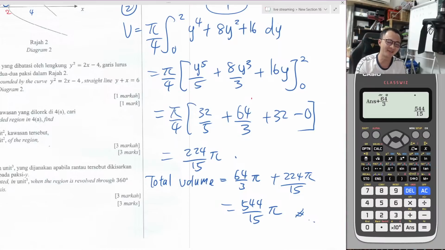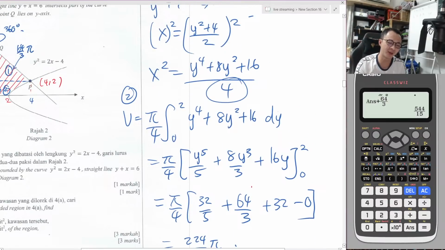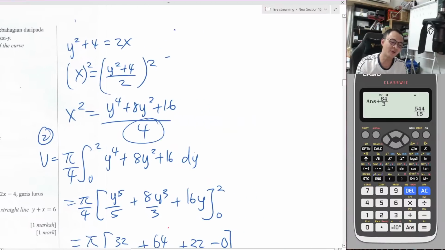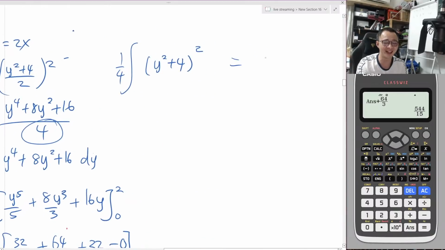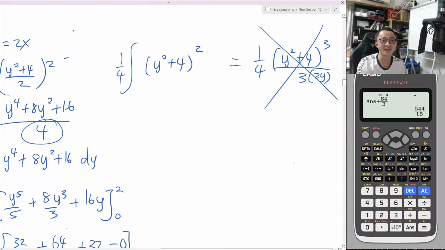Not to say really hard, it's a lot of work, so you must be very careful. Here, I want to say something. I think some of you, if you watch my previous content, right? Even if you take out the 1 over 4, I want to say about this y squared plus 4 to the power of 2. Previously I taught wrongly. I told the students I can do something like y squared plus 4 to the power 3, divided by 3, differentiate inside 2y at the bottom. No, you can't do it like this.